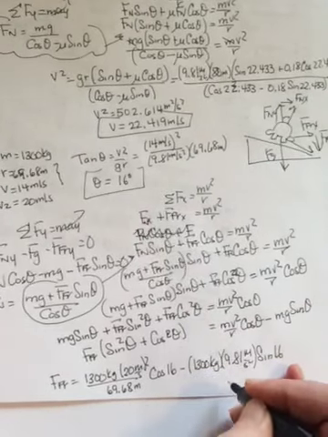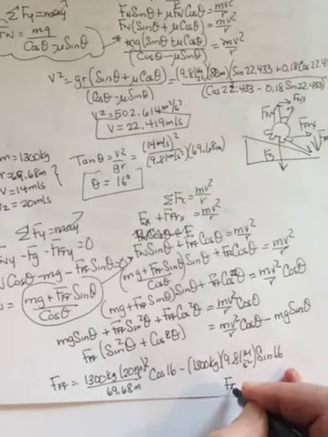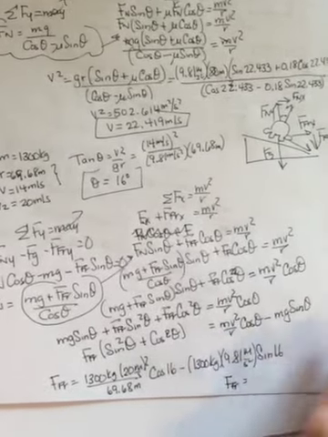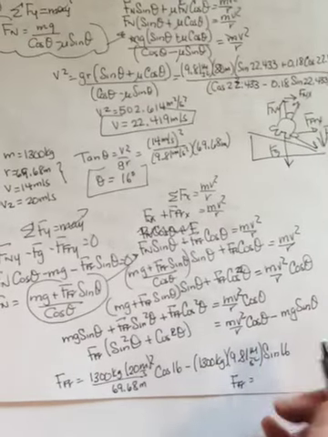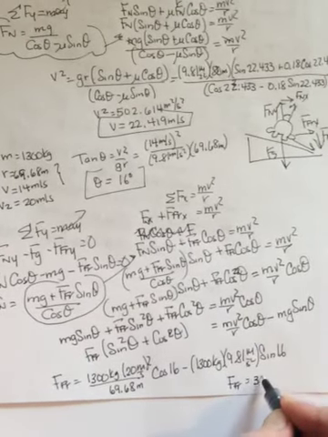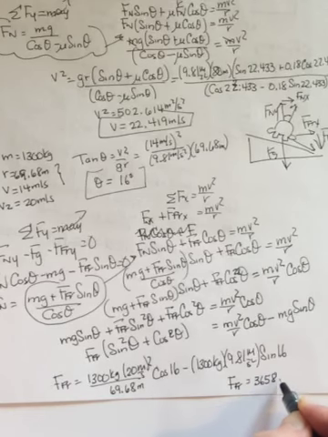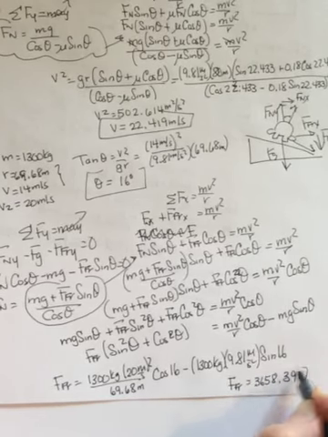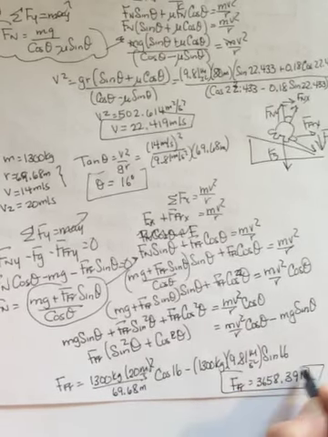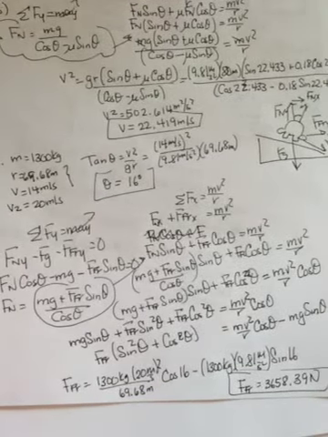Okay, these ones are certainly easier to punch in your calculator than the ones when you're solving for mu. Assuming you can do this correctly, you should get 3,658.39 newtons. All right, done. Good job.